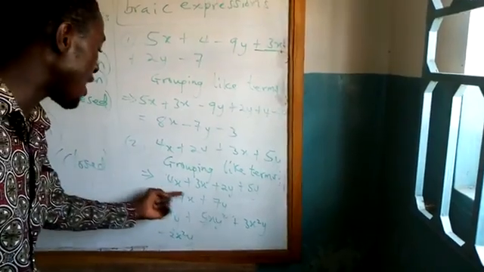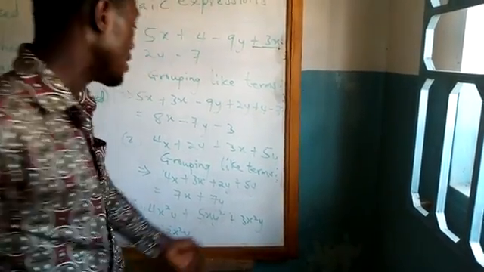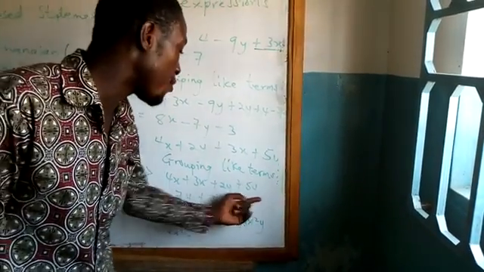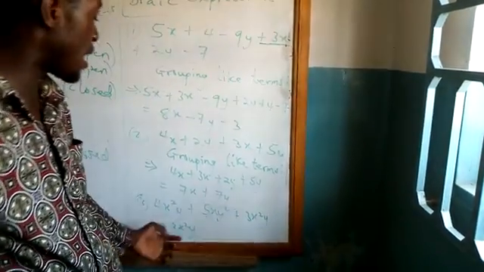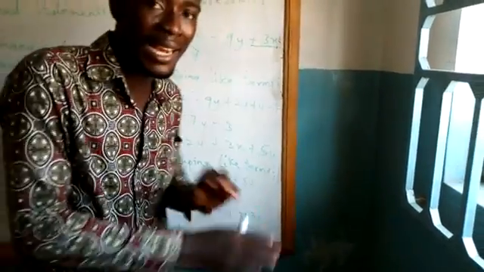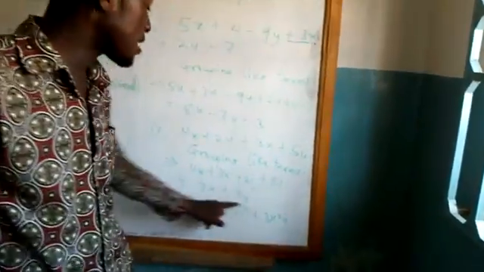So looking at this, 4x plus 3x, 4 plus 3 is 7. Then the 7 must go with the variable x. For the 2y and the 5y, when you add them, you get 7. It must go along with the y, giving us 7y. So our final answer, because x and y are different terms, we can't add them.